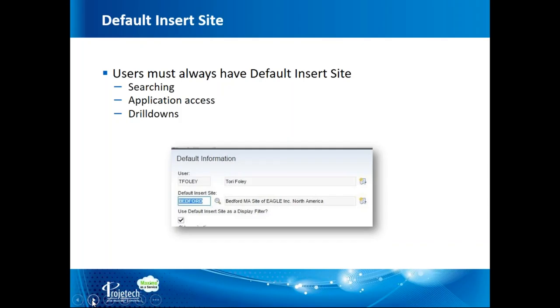Some application access can be removed. You can't do any drill downs, so in locations or assets, you won't be able to do any of that. You can't create a new record because you don't have a default insert site. So you just want to always make sure that your default insert site is filled out. This is very important for new users.